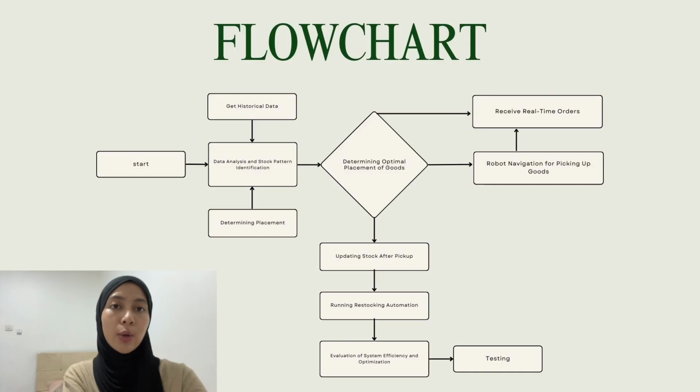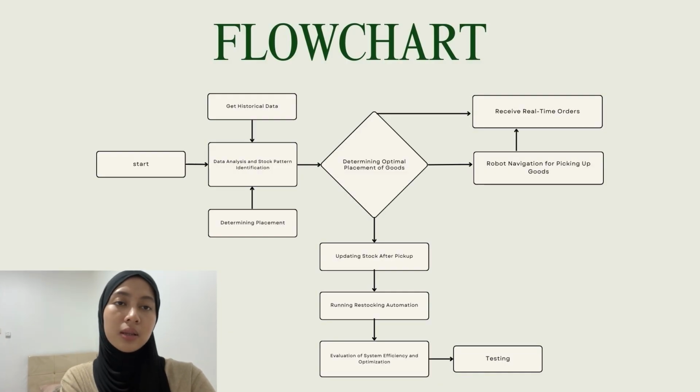Next, determining optimal placement of goods. Once the placements are decided, we determine the most efficient layout for the warehouse. This includes evaluating factors such as shelf placement, proximity to frequently ordered items, and ease of access. Next, receive real-time orders. The system then starts receiving real-time orders from customers. This is where robotics comes into play, ensuring that the goods are picked up quickly and accurately.